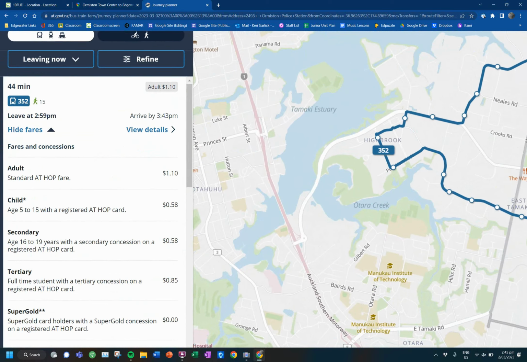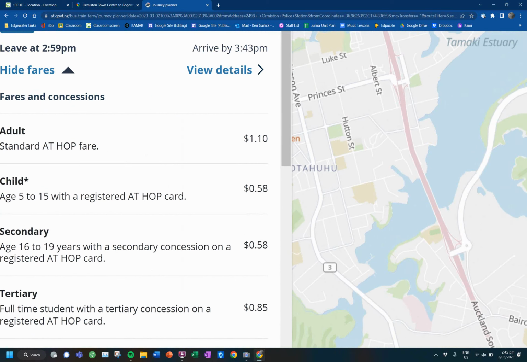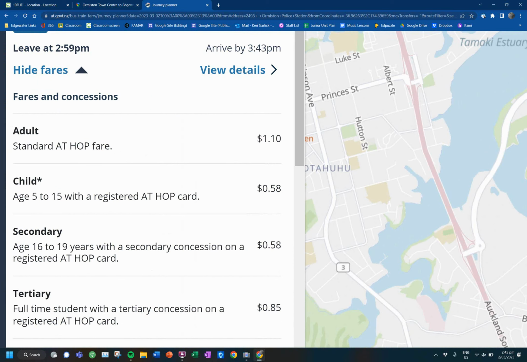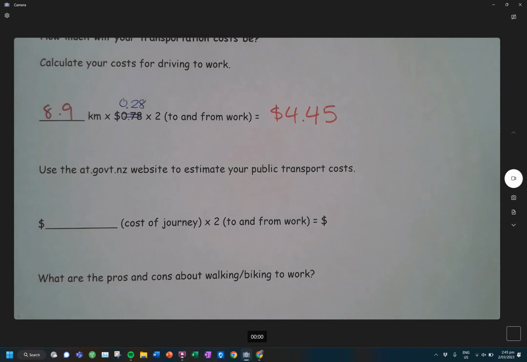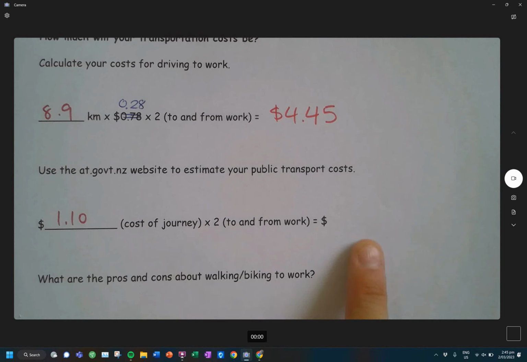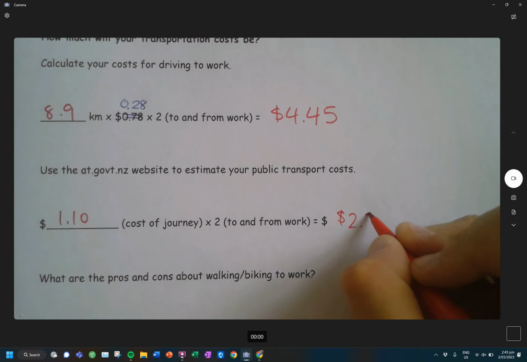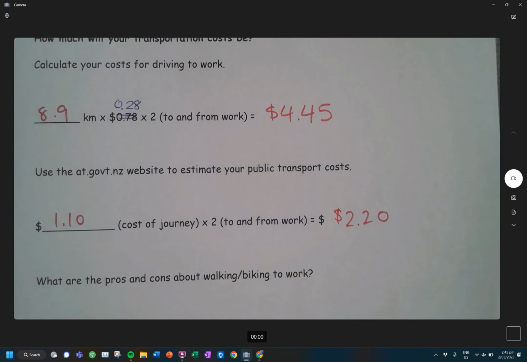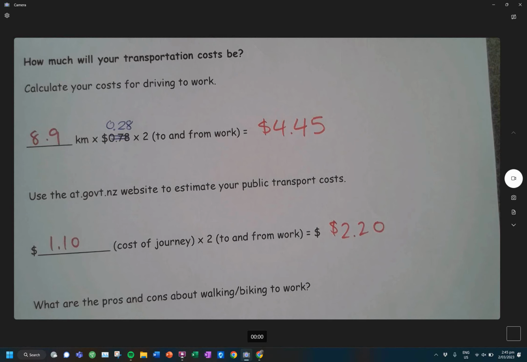So the good news is, though, you guys get... I'm an adult. You guys have to do the adult one because you're working now. Pretend you're working. So adult fare right now is $1.10, which is subsidized because of, I think, all the pandemic stuff. All right. So $1.10 2 times, $2.20. So it's about half the price.